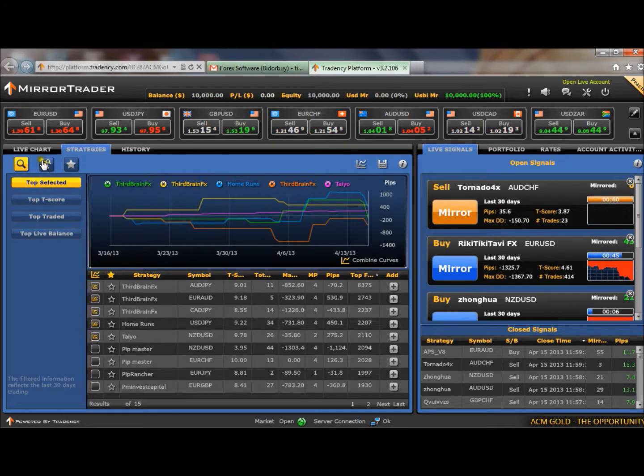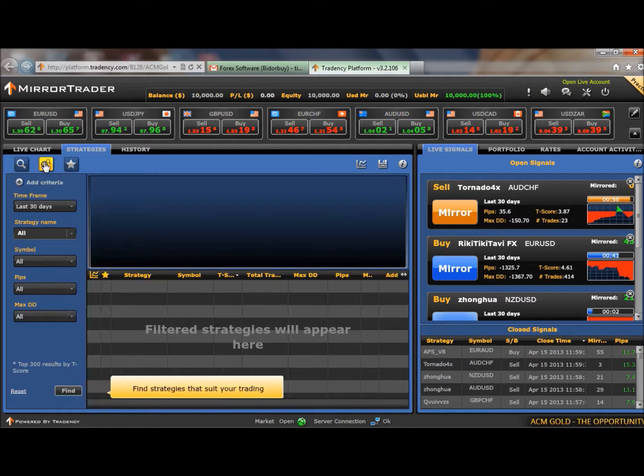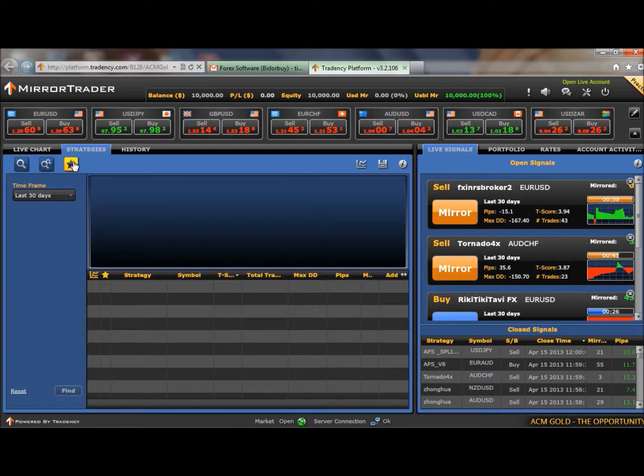Alright, next to that you have a custom filter where you can put in your own criteria and filter traders according to that. I would still suggest using the first filter just for a start. After that you can filter traders and do extra analysis on them, and next to that you have an option for a watch list.